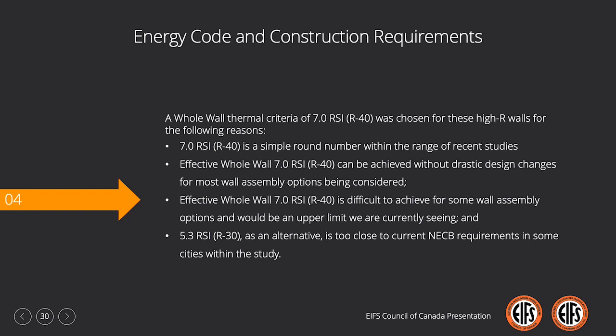Going the other way, let us say down to an R30 as an alternative, was too close to some current energy code requirements for some cities within the study. Calgary, for example, is very close to requiring an R30 as it sits right now.